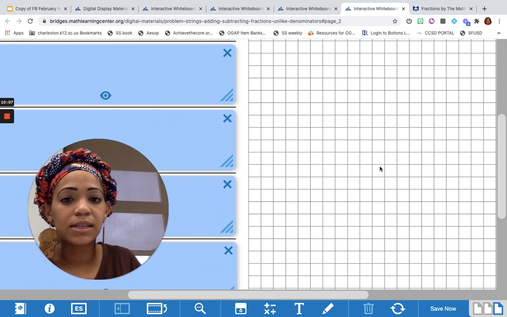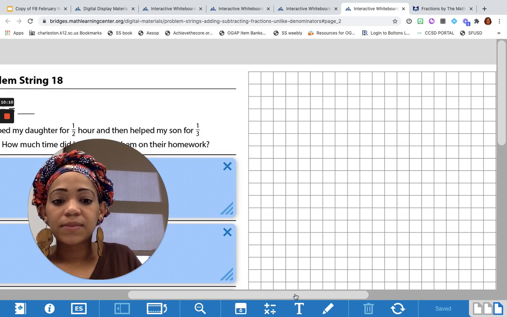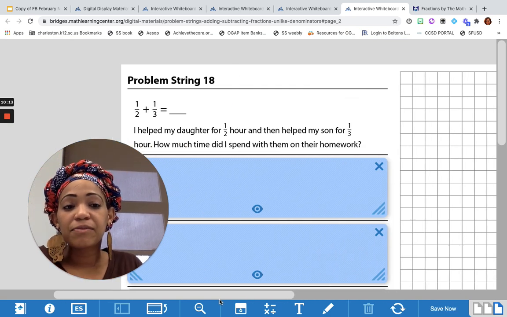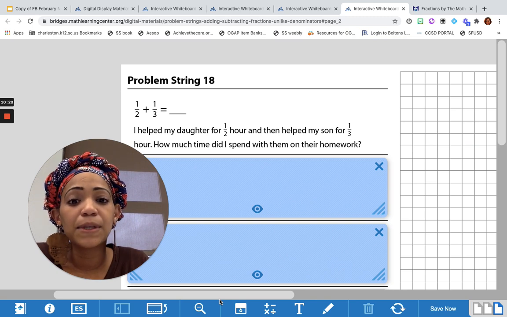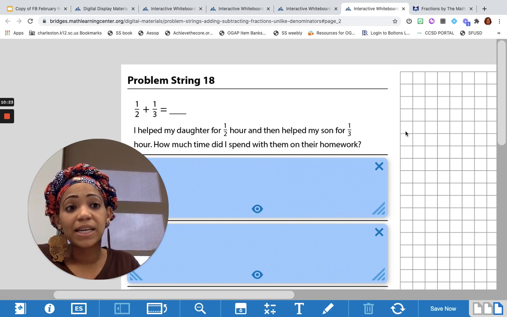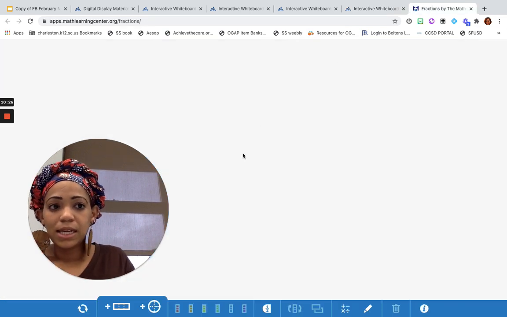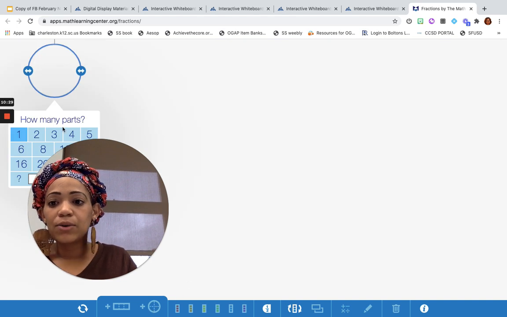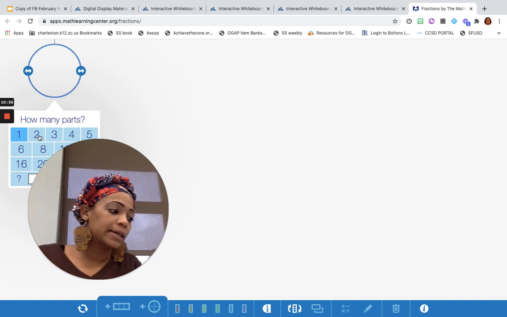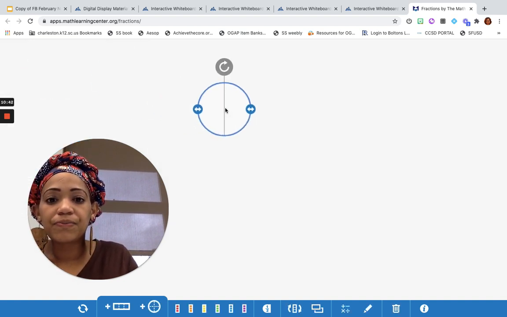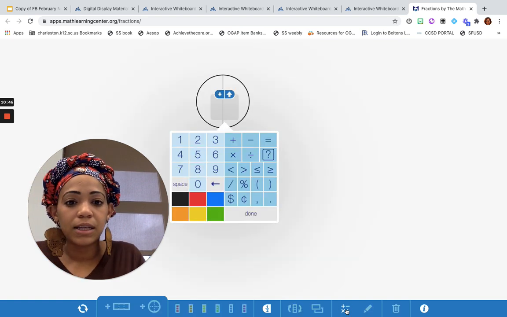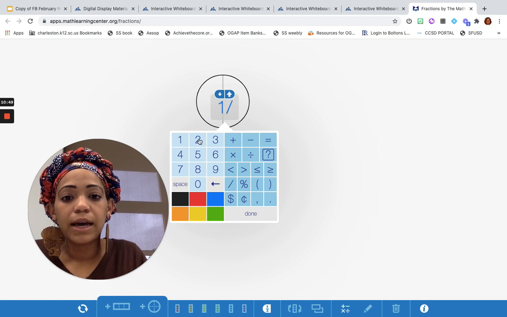And it says, let's scoot this over some. Okay, 1/2 plus 1/3. I help my daughter for half of an hour, then help my son for a third of an hour. How much time did we spend on their homework? So putting in context, I'm going to go to my handy dandy fractions app. And since I know that I'm going to use time as a benchmark, I am going to use a circle, and I'm adding 1/2 plus 1/3, just to remind you of the problem.